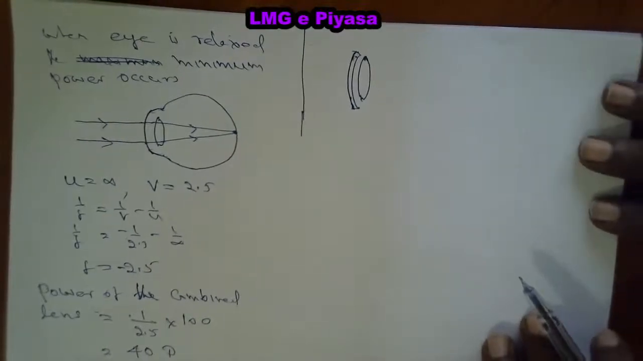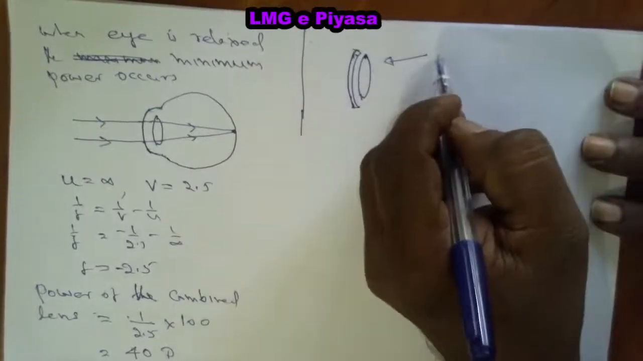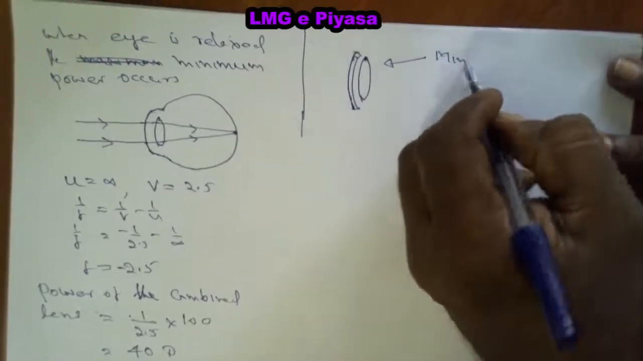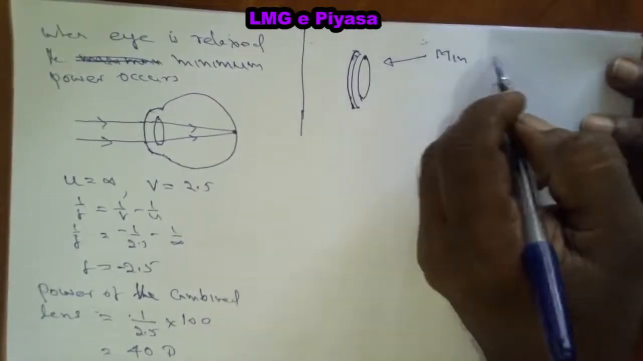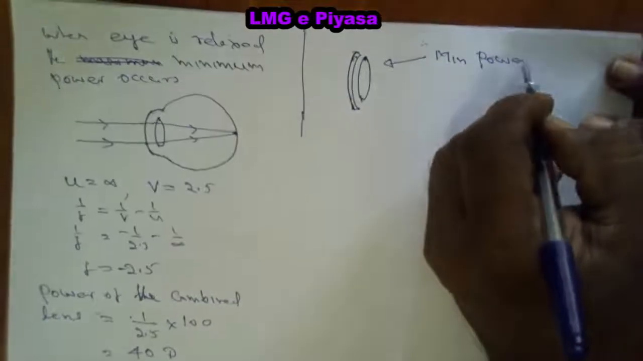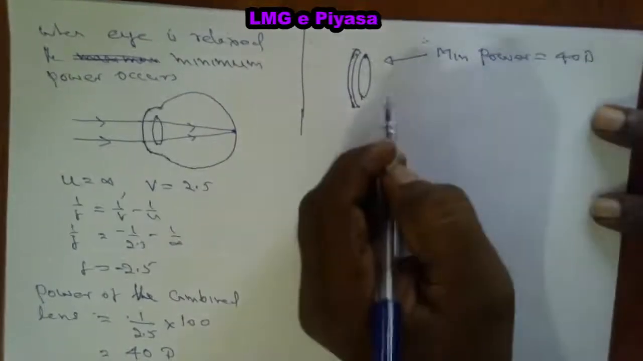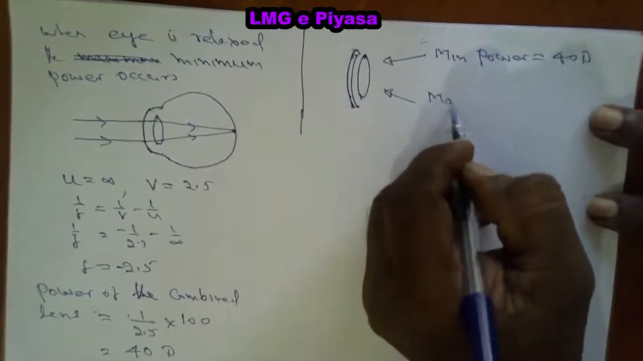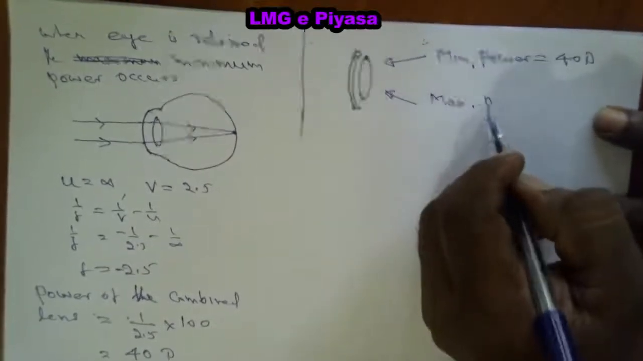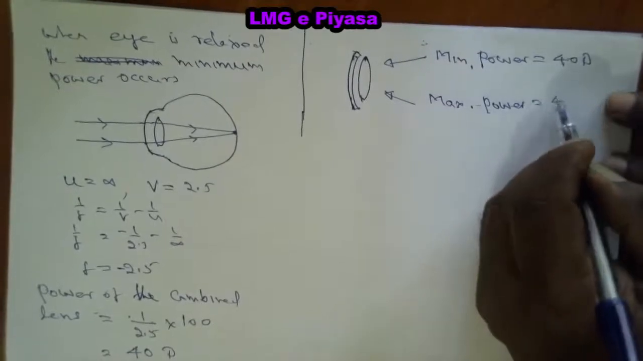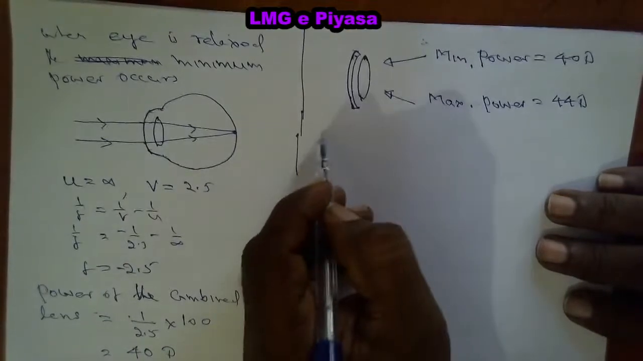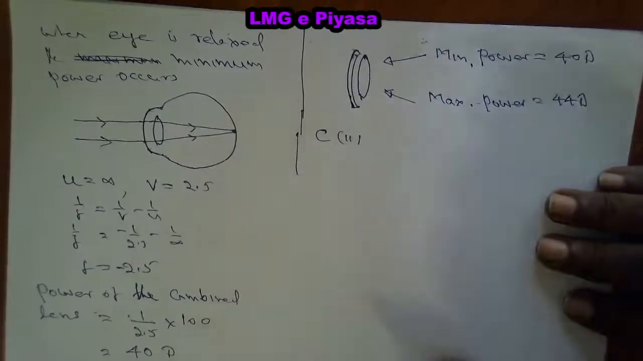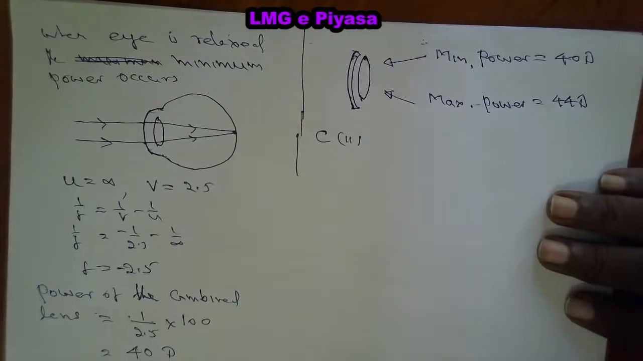Combination: the minimum power is 40 diopters, the maximum power is 44 diopters. These are the combinations, right? Then C2, they require the power of the lens.